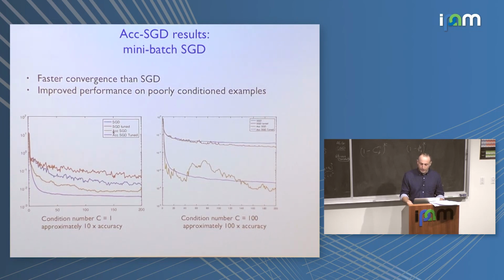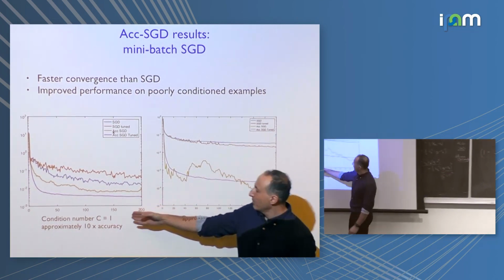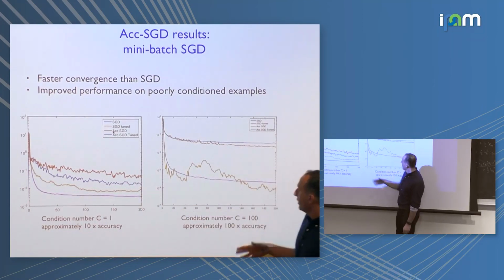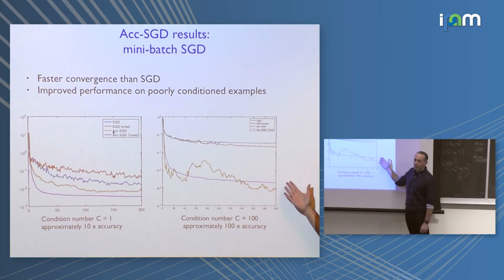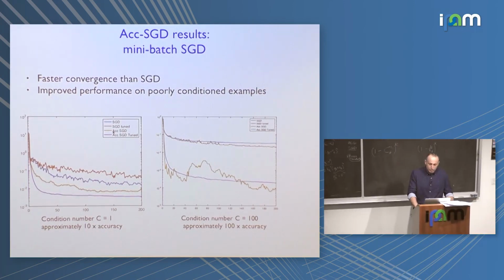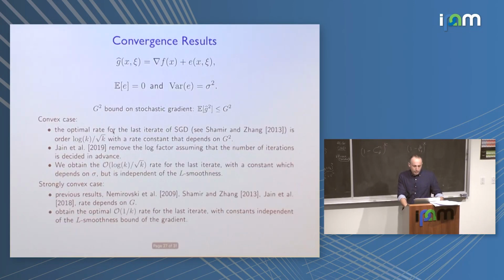Same thing with a different example. So same idea. If the condition number is 1, it doesn't do that much better. But when the condition number is big, it does a lot better. So you do relatively better when you have a worse condition number. So that's cool, but I haven't shown you the proof.